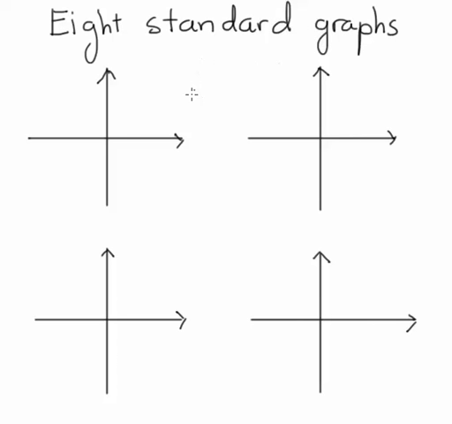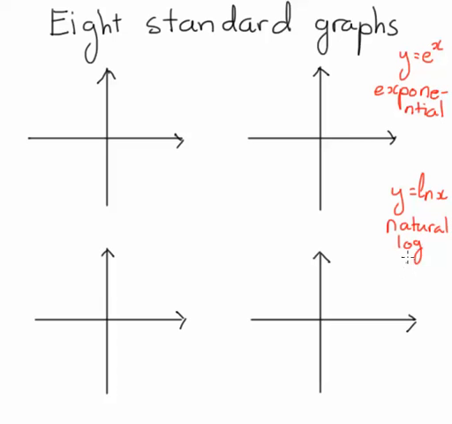Hello again. So in the last video we looked at 4 of these 8 standard graphs, and I forgot to mention something. So just a quick note, that graph of y equals e to the x, that's called an exponential graph. And the other one, natural log of x, that's called a natural log graph. So exponential graph, y equals e to the x, natural log graph, y equals the natural log of x.